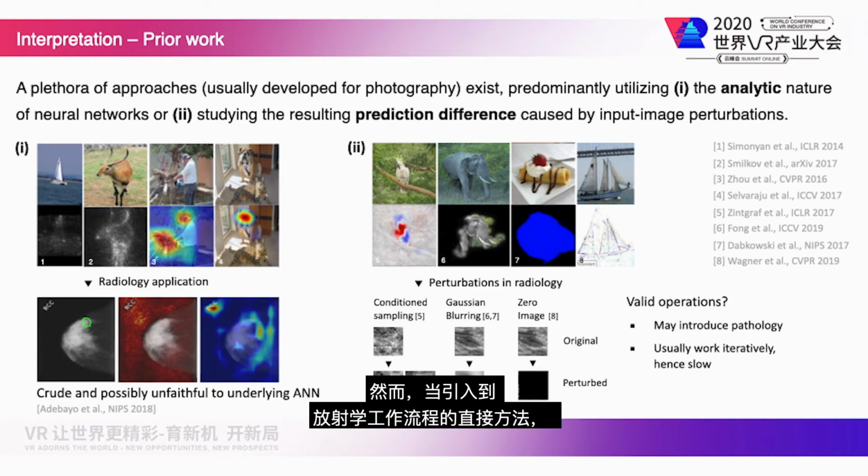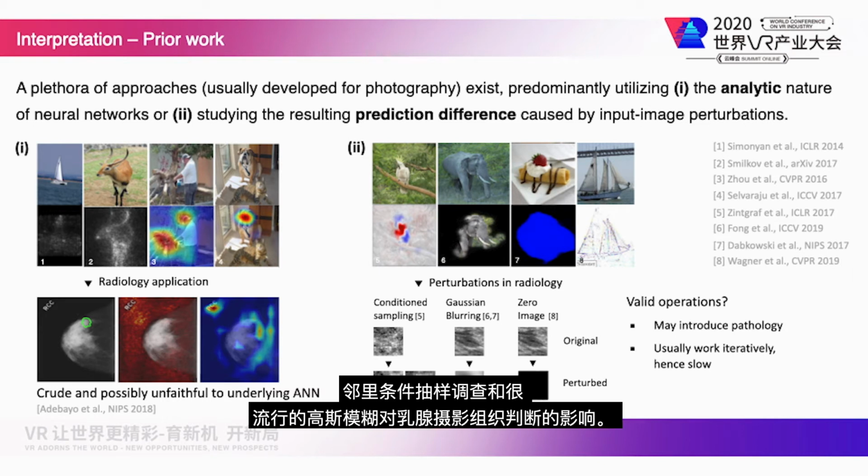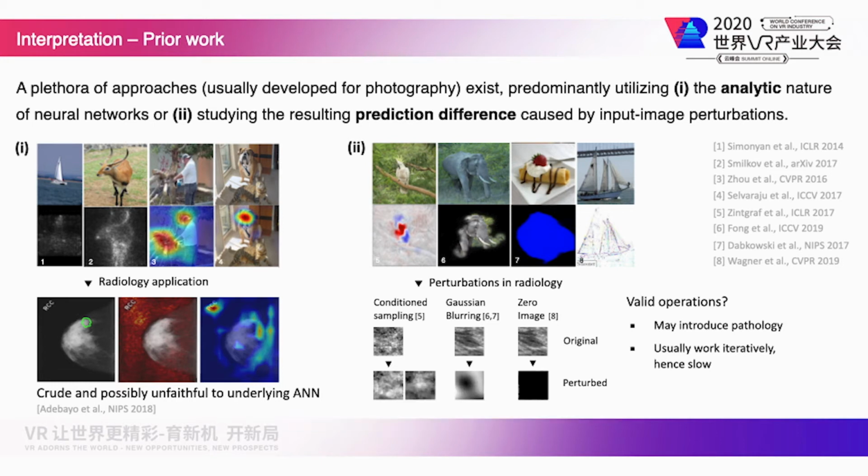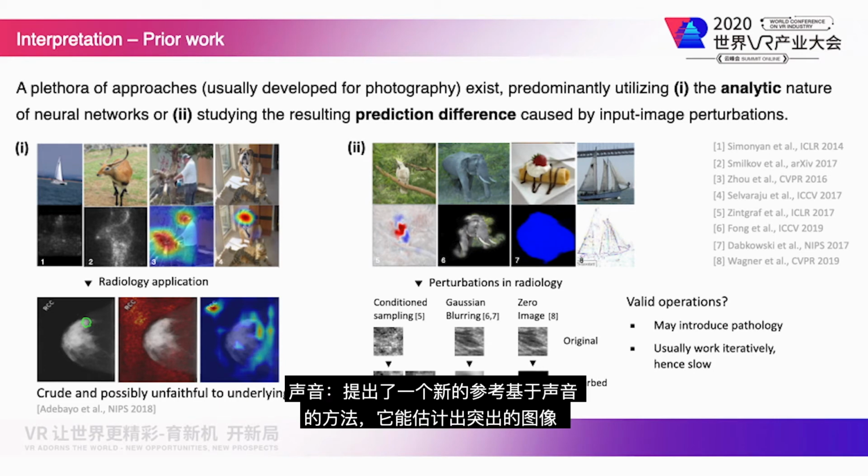However, both fall short when introduced directly into radiology workflows. Direct approaches typically yield coarse and imprecise results, as shown for mammography on the bottom left. Reference-based approaches usually utilize heuristic methodology for information marginalization. As an example for marginalization, we demonstrate established methods such as neighborhood conditional sampling and the very popular Gaussian blurring on mammography tissue. As shown on the bottom right, the results should not be considered anatomically sound.